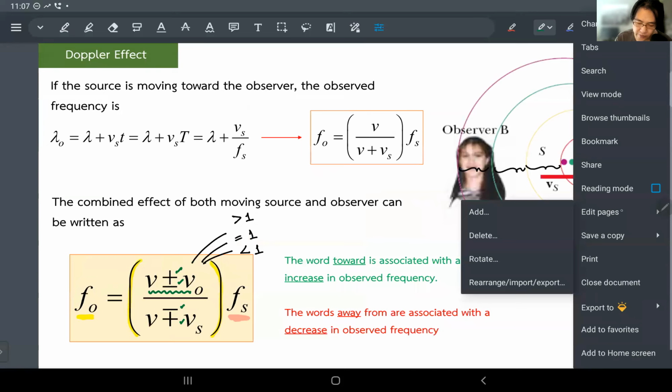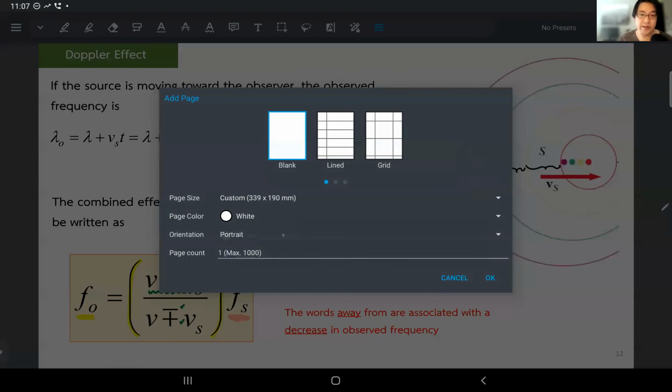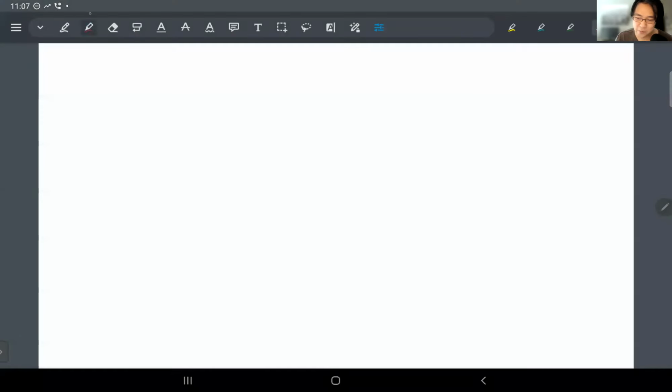And I hope if you guys agree with me, then it's going to be quite easy. But you guys are probably wondering, what if I don't agree with you? If I don't agree with Ajahn, what can I do? All right. So I have the source on the left. I have the observer on the right.